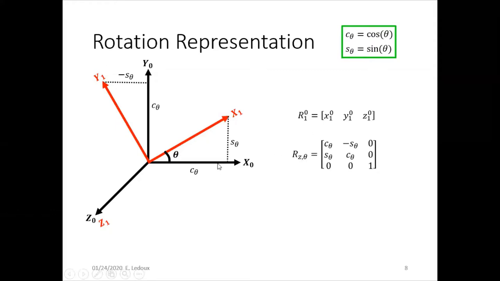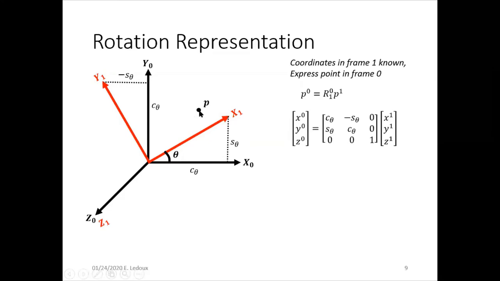So the x is going to be cosine in original x, sine in original y. So x of 1 and 0 is cosine, sine, and then it wasn't anything in the z direction. The y is negative sine in the x direction and cosine in the y direction. So we have minus sine, cosine, 0. And then the z vectors actually didn't change. So we have 0, 0, 1 for the z vector.